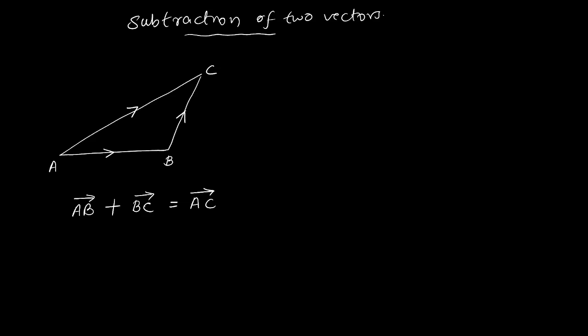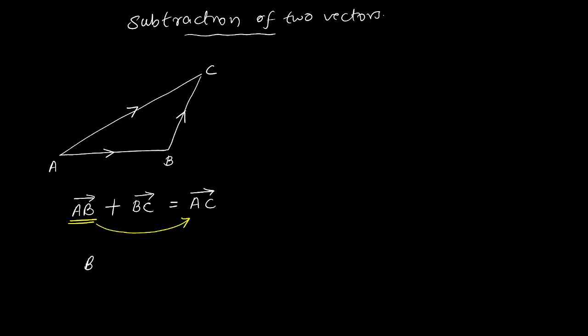Now I am defining subtraction. Let me define subtraction in the normal way, like I am taking this AB to the other side. For example, in normal addition, if I take any term to the other side, it becomes negative, right? If I take 3 to the other side, it becomes minus 3. If I take 7 to the other side, it becomes minus 7. In this way I am defining vector subtraction.